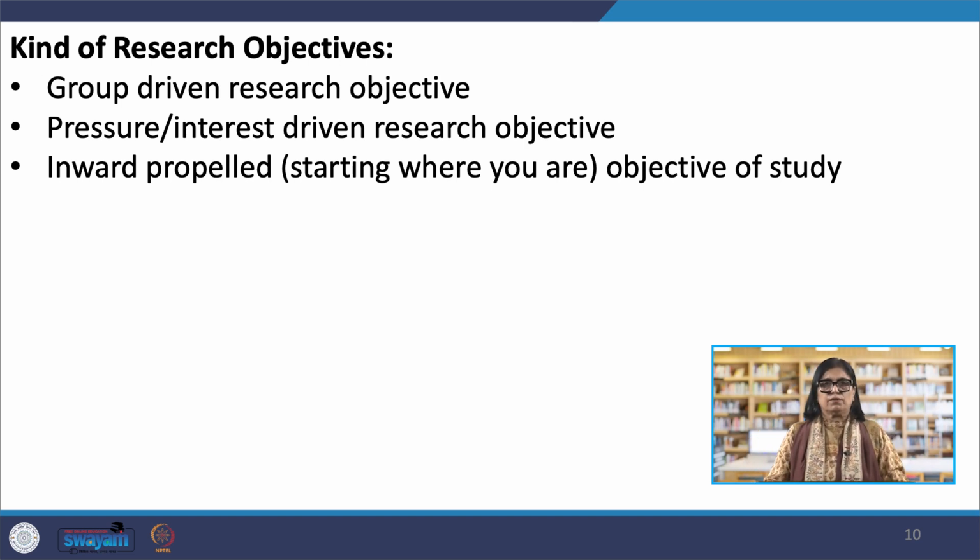Pressure, interest-driven research objectives. In many cases, researches are conducted under a specified area of interest handed down by commissions or organizations. In this regard, the researcher is expected to draw from the concern of the sponsor and make workable objectives to meet the requirements stipulated by the financer of the project.